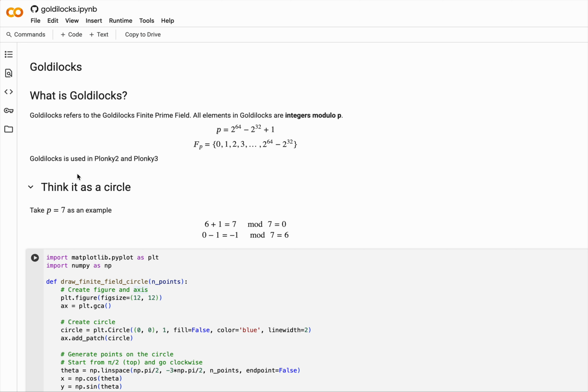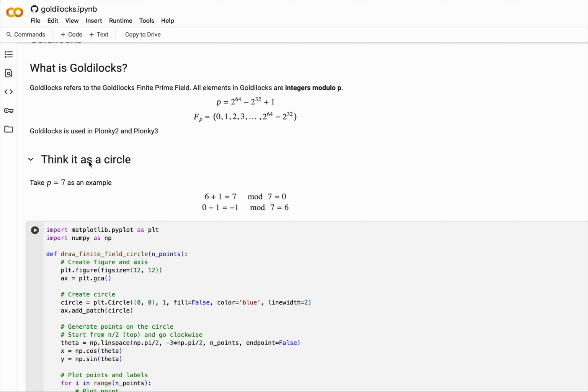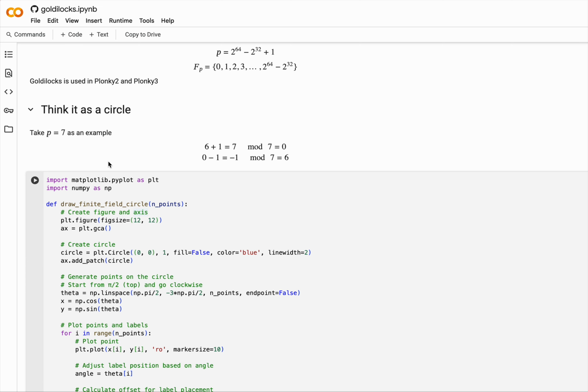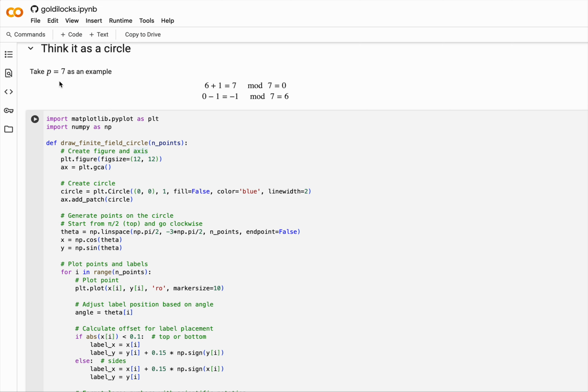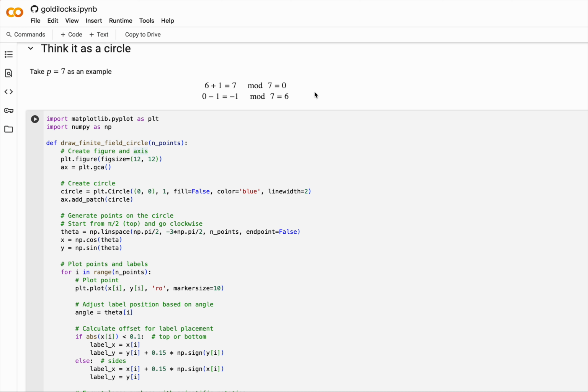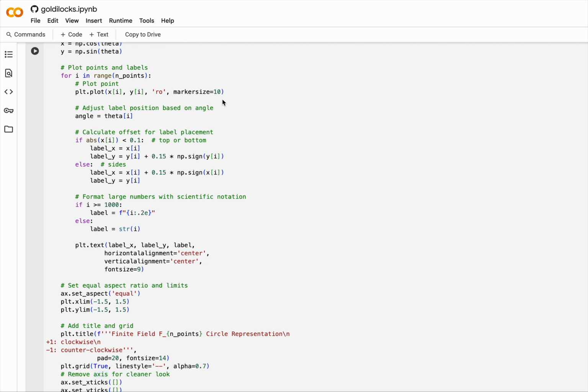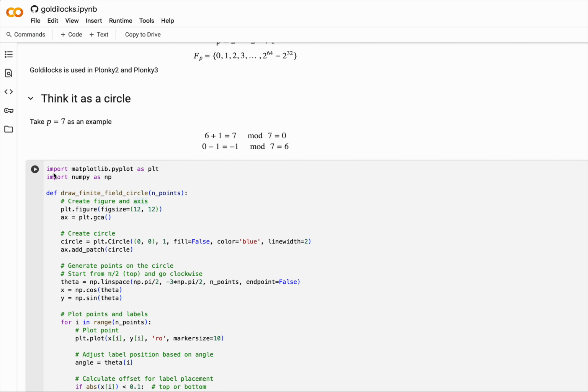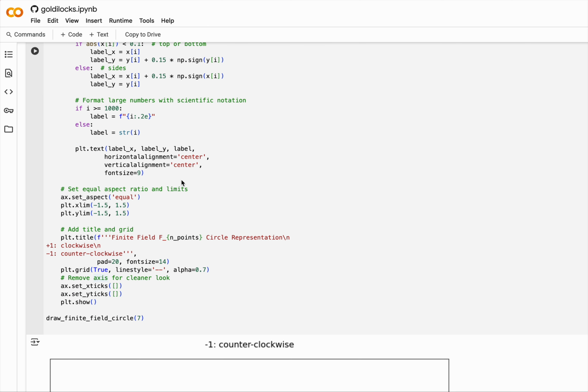If you are a beginner to finite fields, you can think of it as a circle. You can take p equals 7 as an example. It's a small finite field: 0, 1, 2, 3, 4, 5, 6. We have the rules here, and with the code here, you will draw a circle.